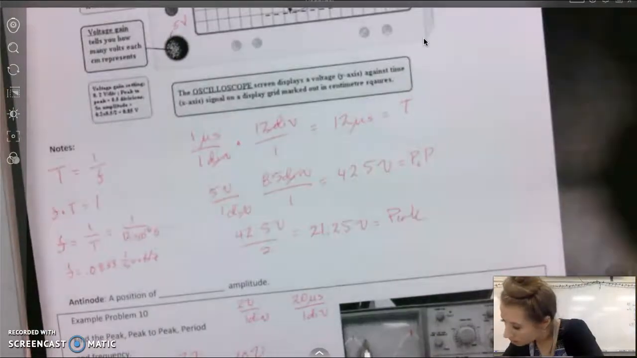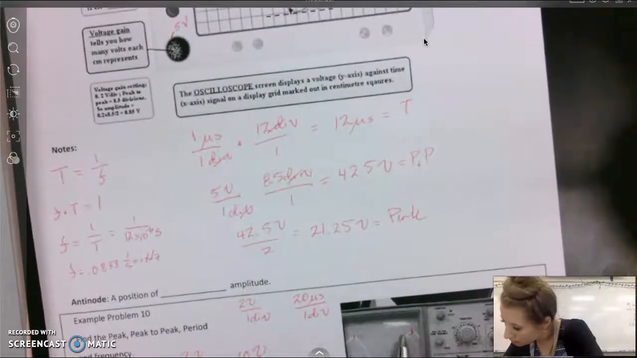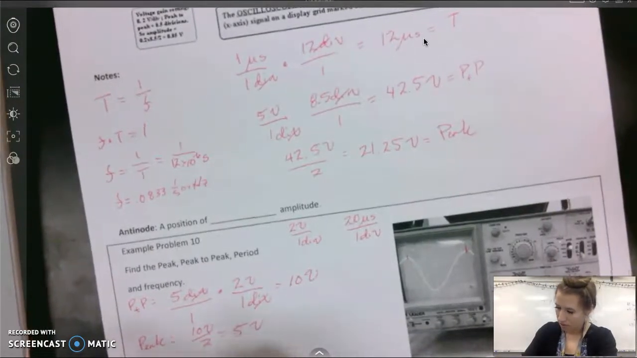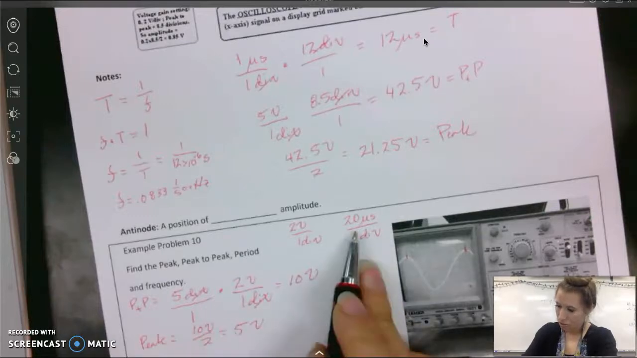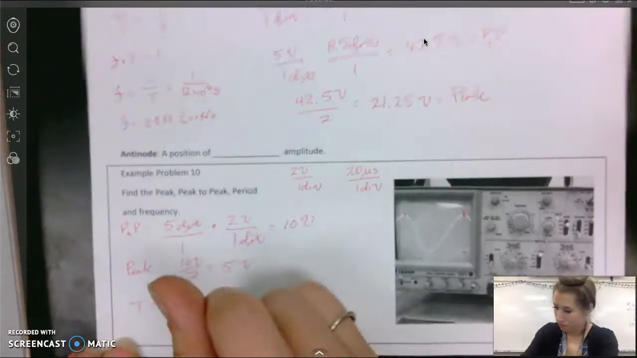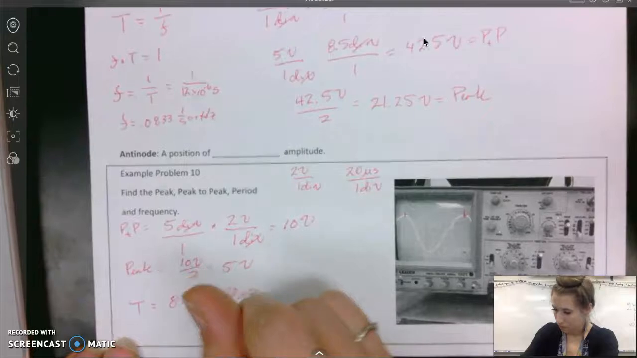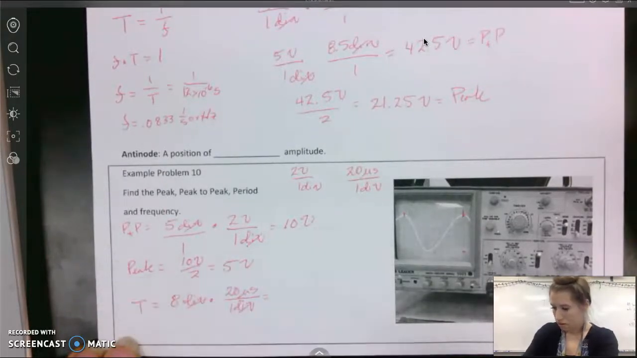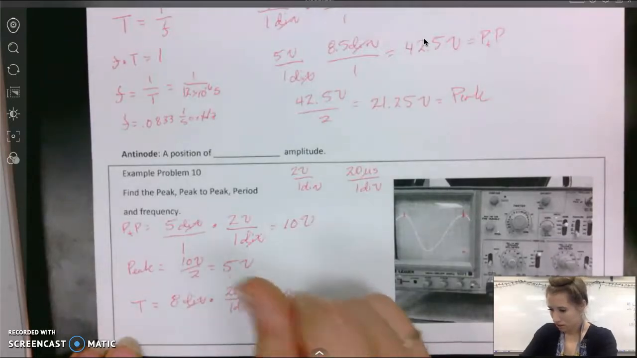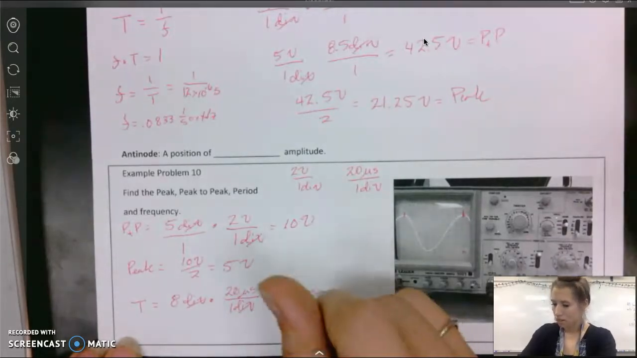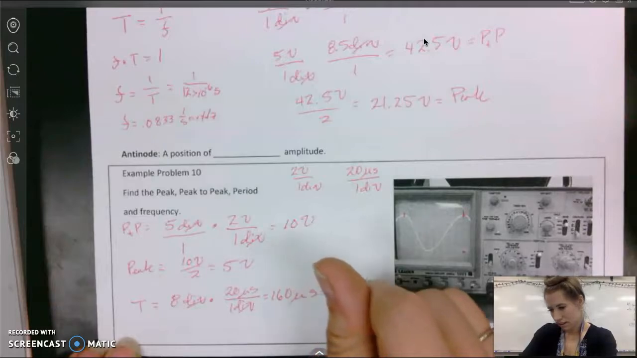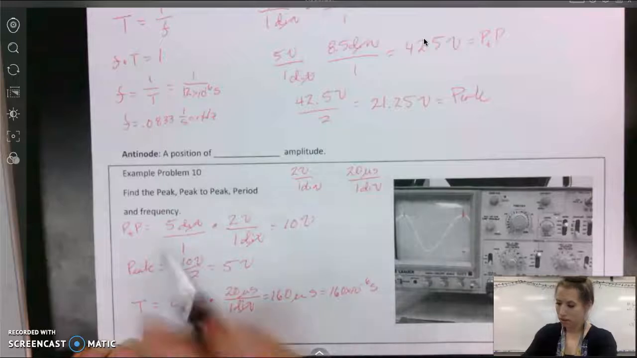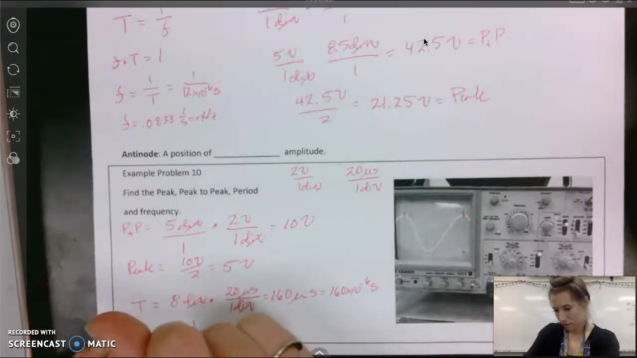Period is the amount of time for a wave, and the x represents the time component. So that looks like it's 1, 2, 3, 4, 5, 6, 7, 8 divisions there. Okay, so period, we have 8 divisions, and it's 20 microseconds for every division. So that would be 160 microseconds, which is the same as 160 times 10 to the negative 6 seconds. And then to figure out frequency, it's going to be 1 over the period.